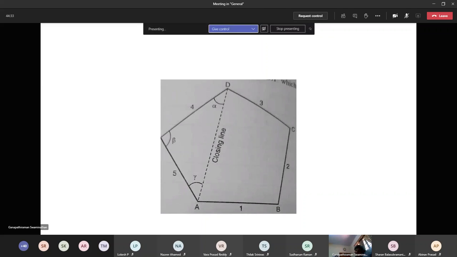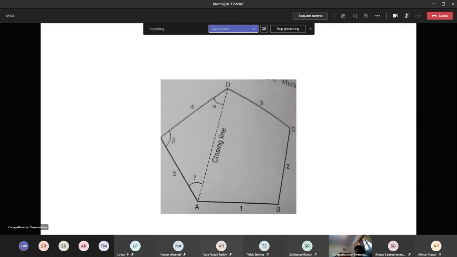Length is known, angle is known, one side is known, right? So what is known? I don't know what DE is. The length of DE is unknown. The length of EA is known. So the bearing of DE I have taken, but I have not taken the length of DE. But EA I know.